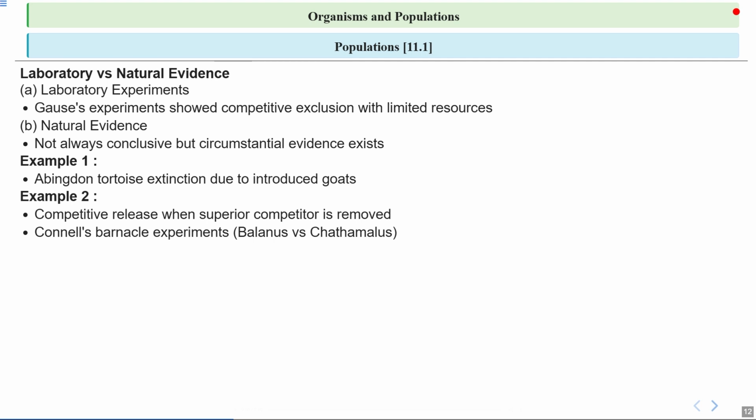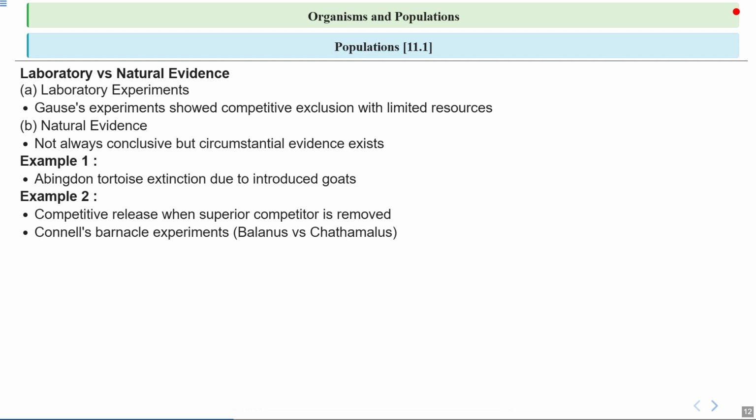A great example of this is Connell's barnacle experiment. He studied two types of barnacles, Balanus and Chthamalus, and found that when Balanus was removed, Chthamalus could occupy more space. This experiment showed how competition shapes where species live in nature. Here Balanus was the superior competitor, so when Balanus was removed, the other barnacle, Chthamalus, thrived.